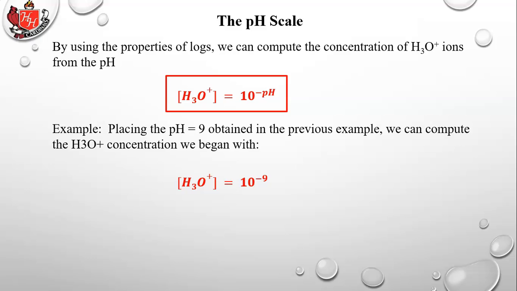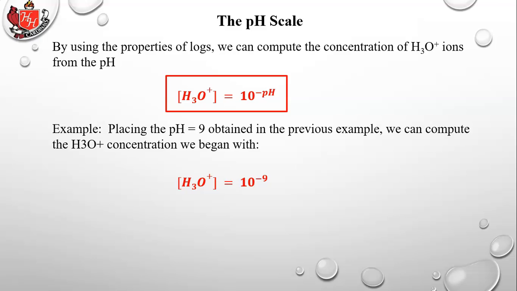By using the properties of logs, we can compute the concentration of H3O+ ions from pH. In other words, going in the other direction. Remember that log base 10 and 10 raised to a power are inverses of each other. So what we're doing is we're using the inverse. If you don't remember that from math class, we talked about it in about lesson 2, way back at the beginning of the class. So go back and review some of the properties of logs.